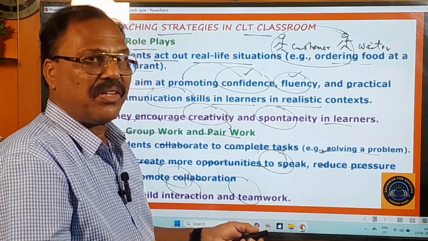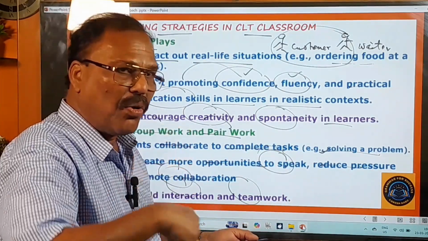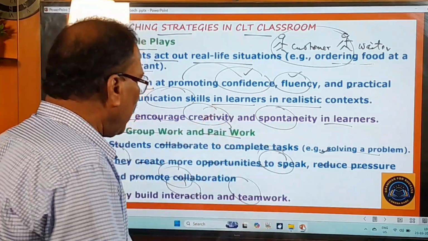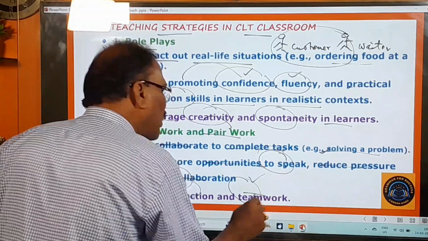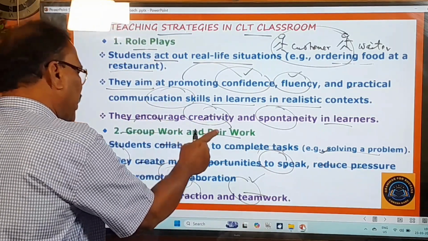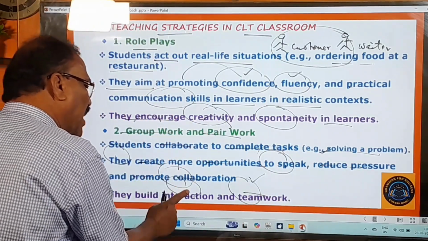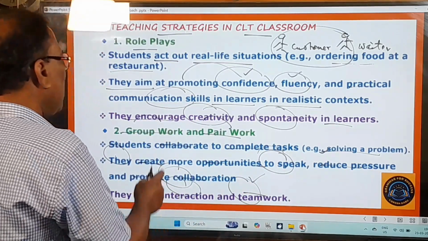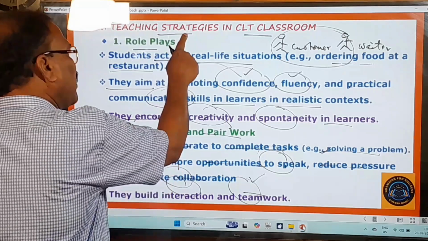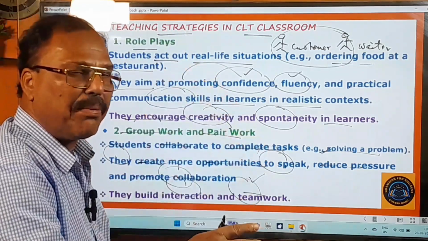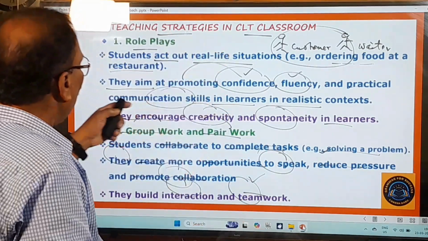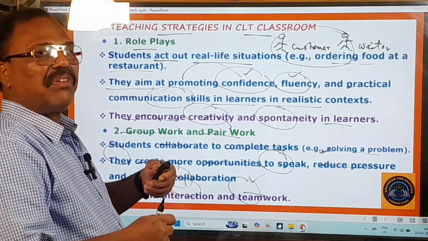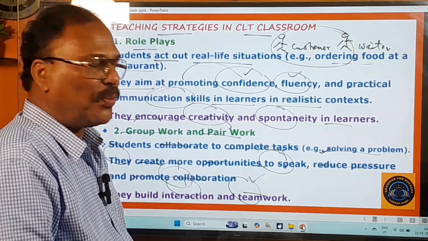That's really very interesting. Okay, working on your own, that is a different aspect. Working with others is a different aspect. So here, working with others is called teamwork. These communicative activities will build or promote interaction and teamwork. So this is all about group work and pair work. This is yet another very important strategy that the teachers can take up in the CLT classroom. Now let's move on to learn about other strategies that the teachers will take up in this CLT classroom.